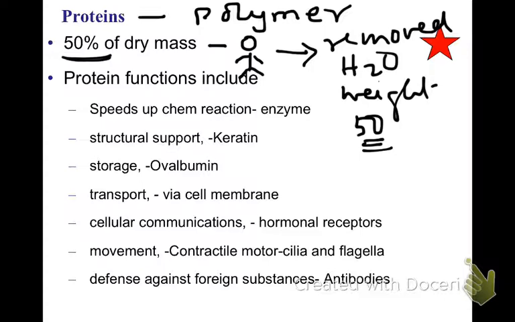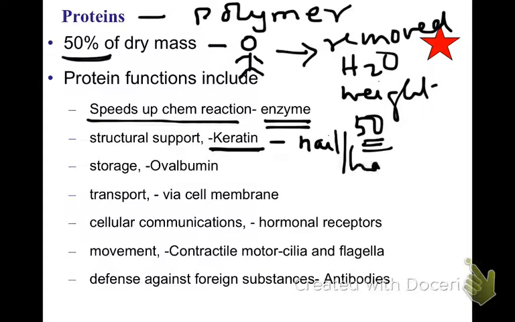What are the different functions of proteins? Proteins have a varied set of functions. One, they can act as enzymes and speed up a chemical reaction. They can be part of the structure and give structural support. Keratin, for example, is part of nail or hair. They can be part of storage. An example is ovalbumin. The egg white that you would see is the material on which the chick embryo depends and derives its food in order for it to develop into a chick.